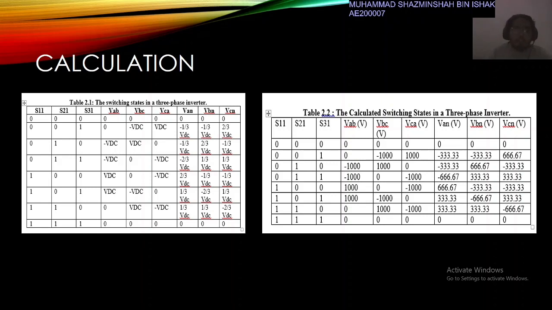The selection of the state in order to generate the given waveform is done by a modulation technique that ensures the use of only the valid states. The second table shows the result of our calculation, where we add the input voltage, which is 1000 VDC. So that's all from me.